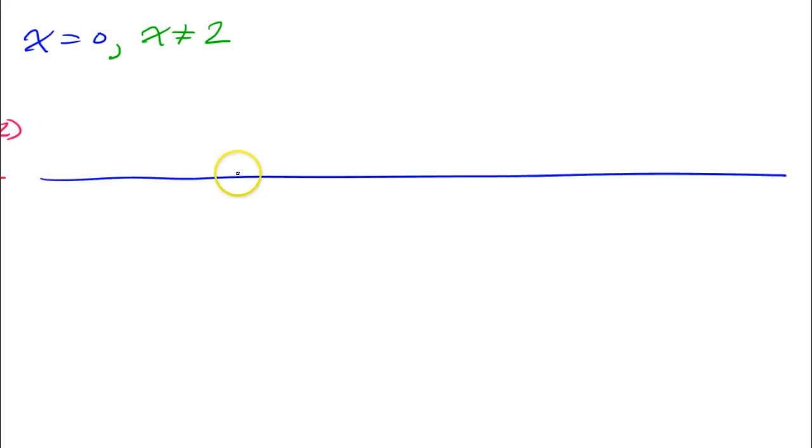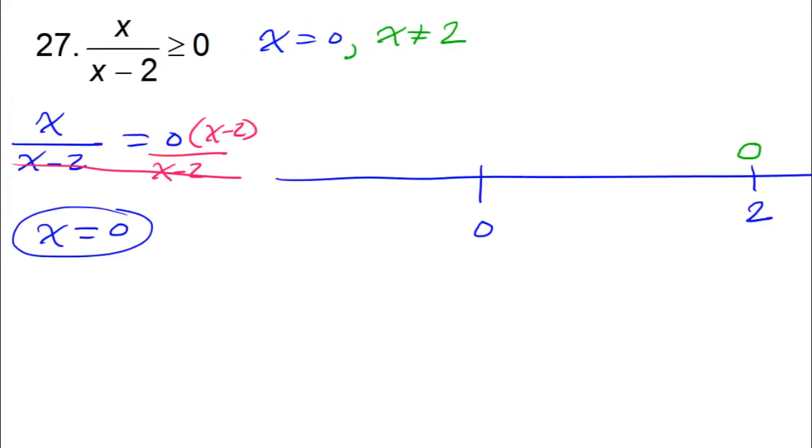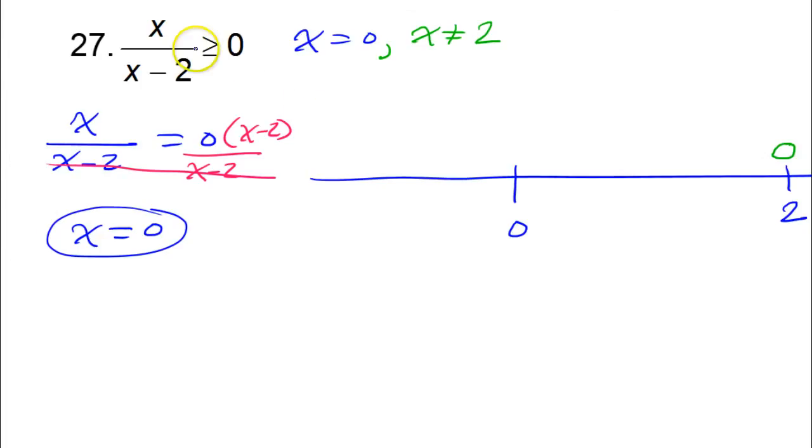Alright, 0 and 2. Excluded values are always graphed as open circles, whereas the solution to the related equation will sometimes be open and sometimes closed. Because this is greater than or equal to, that's when you do a closed circle, indicating that this value will be included. We want the values that cause the inequality to equal 0.